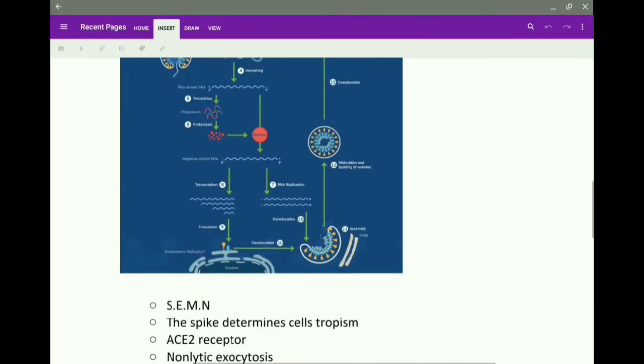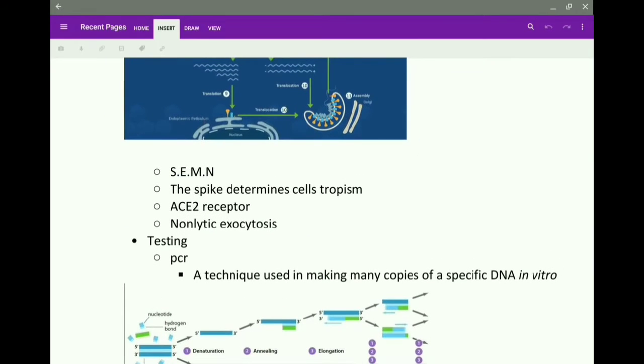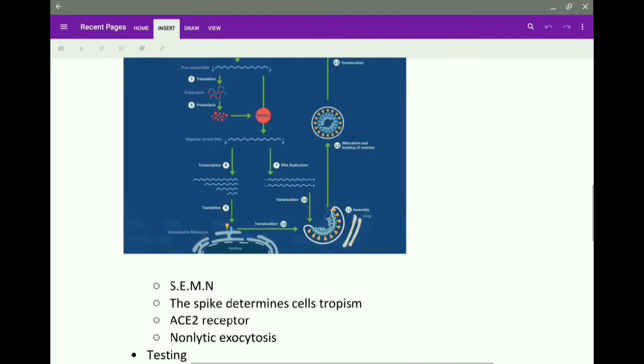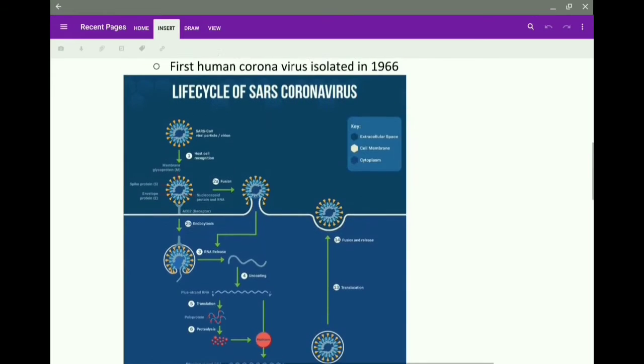You have the S, E, M, and N glycoproteins. These are indicative of the various structures of the virus. So there's the spike, the envelope, the membrane, and the nucleocapsid, which is the RNA and a bunch of proteins inside the core.